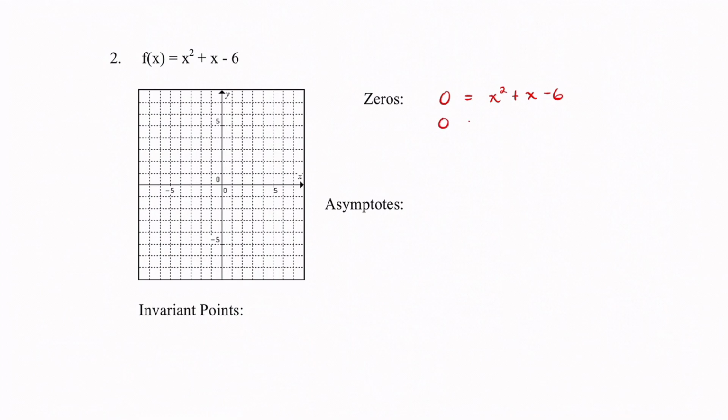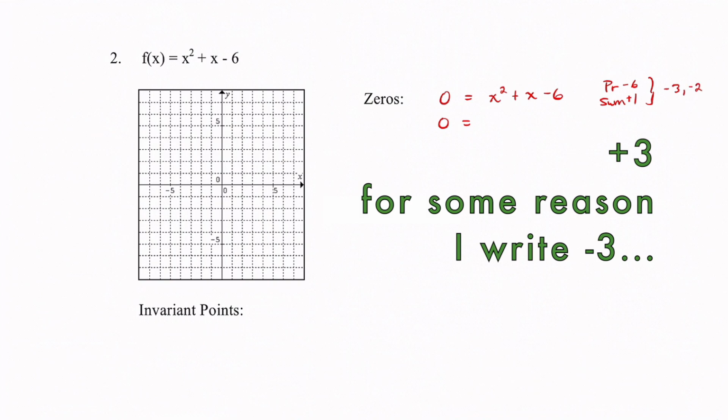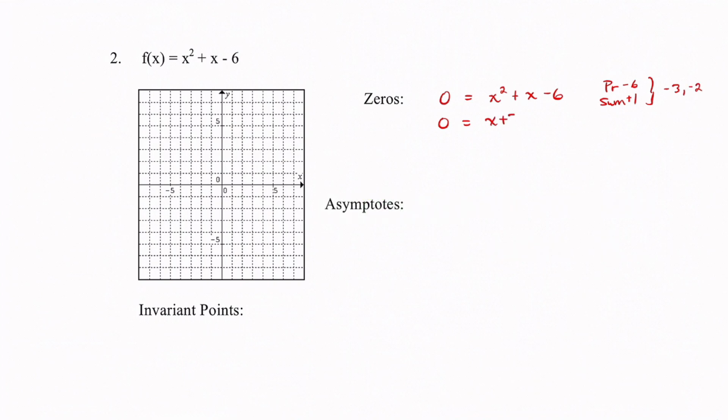So we can factor the right-hand side. We need a product of negative 6 and a sum of 1. So let's just write that out. Product of negative 6, sum of positive 1. And the two numbers that'll do that are a positive 3 and a negative 2. So we're going to have x plus 3 and x minus 2. And then we'll take each of those, set it equal to 0, and you're going to get that x is going to equal a negative 3 and x is going to equal a positive 2.